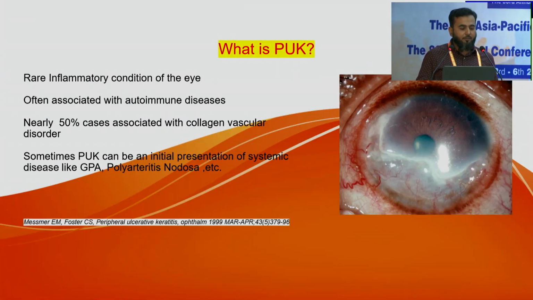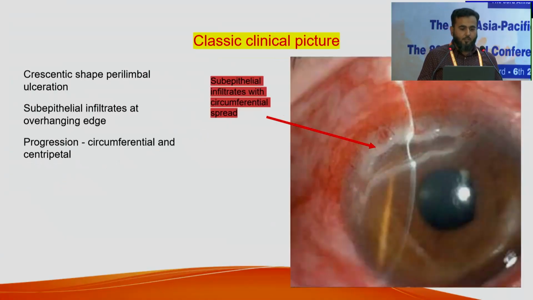Apart from its peripheral location, it is a rare inflammatory condition of the eye associated with autoimmune diseases, and nearly 50% of cases are associated with collagen vascular disorder. Sometimes this peripheral lesion can be an initial presentation of systemic disease like granulomatosis with polyangiitis (GPA) or polyarteritis nodosa. So whenever PUK comes to our mind, the classical picture is a crescentic shaped perilimbal ulceration with subepithelial infiltrate at the overhanging edge. The progression is mostly circumferential, although it can be centripetal also.